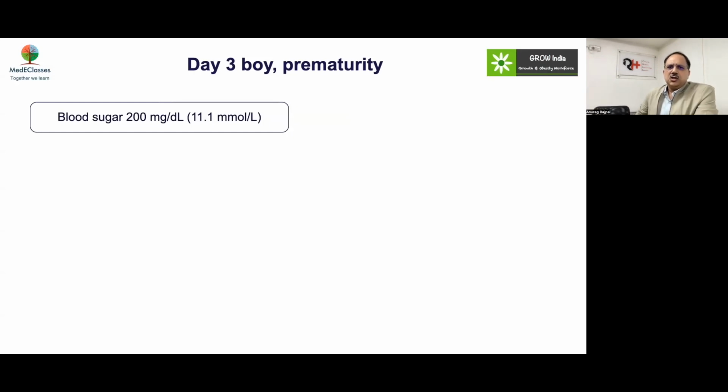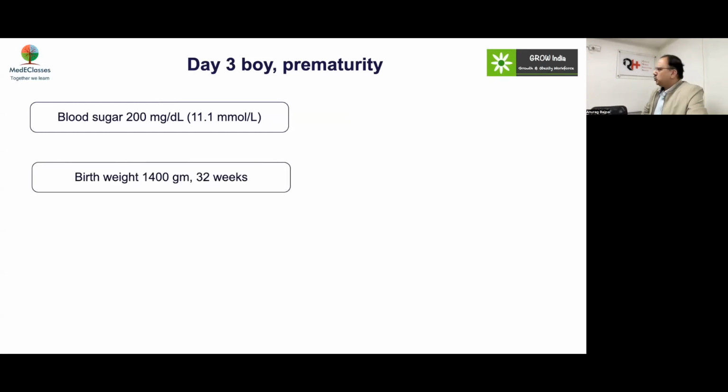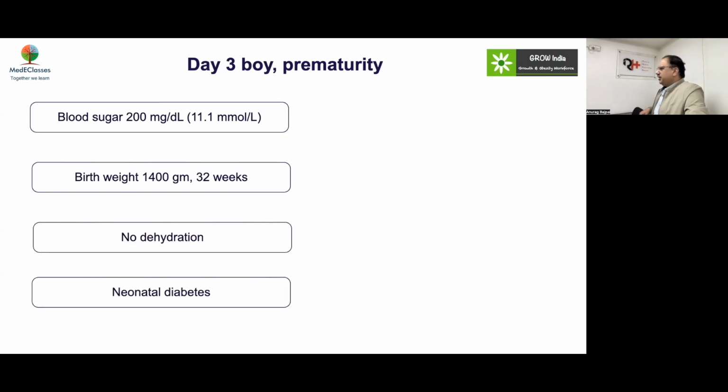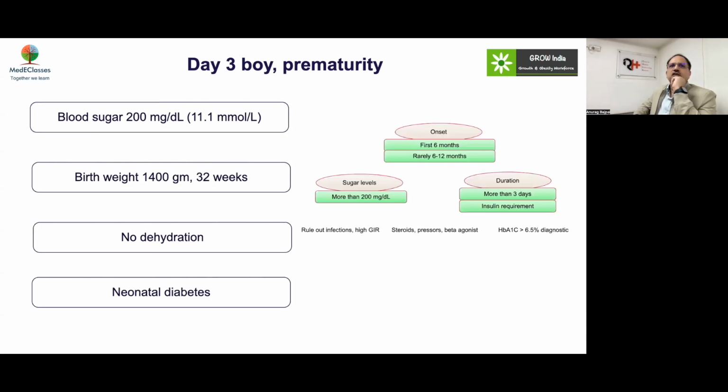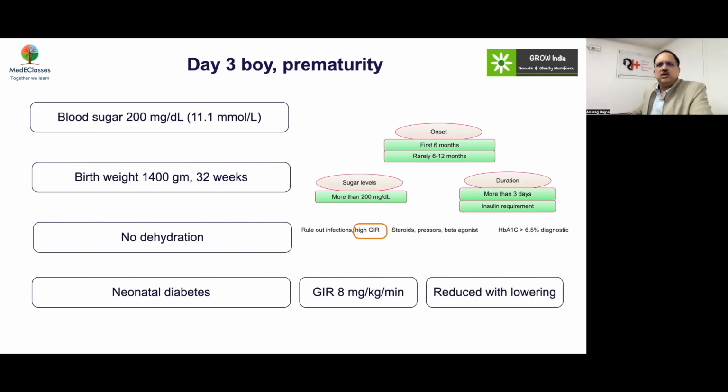So Dhwani, day 3 old boy with prematurity, blood sugar is 200, birth weight is 1400, 32 weeks, no dehydration, labeled as neonatal diabetes. Do you agree? No, we have to rule out stress hyperglycemia before. So you have to think of some other causes. Very importantly, whether the GIR was high, whether there are some steroids, some vasopressors, all those factors. If they were on a high dose, the sugars became normal on lowering.